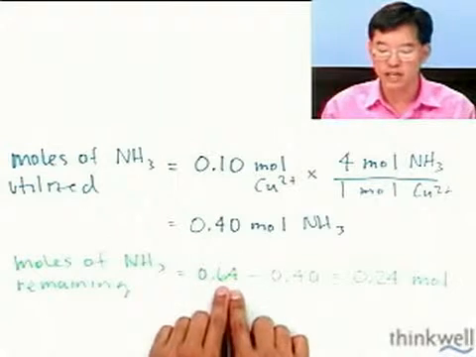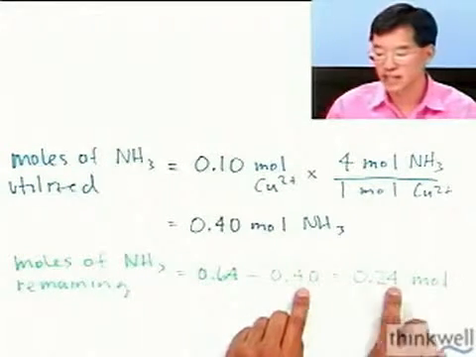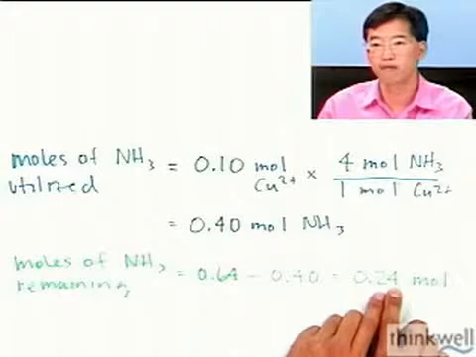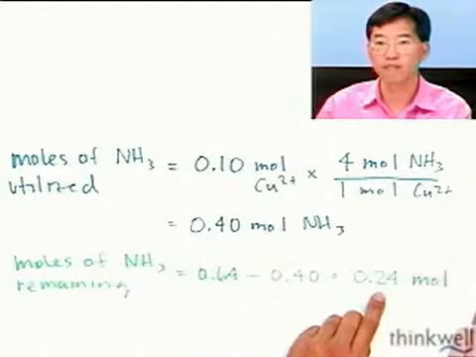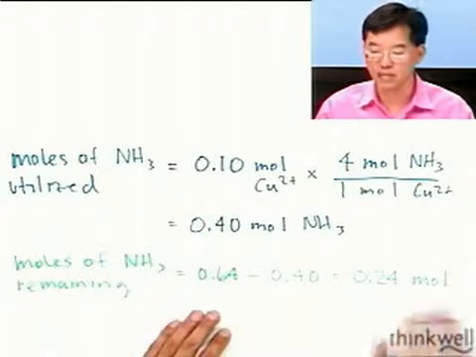So this is the number of moles of ammonia we started with. We're going to use up 0.40 moles of ammonia. That's going to leave us 0.24 moles of ammonia left over. So we have enough ammonia for this reaction. We're going to use up all the copper to form the complex ion.